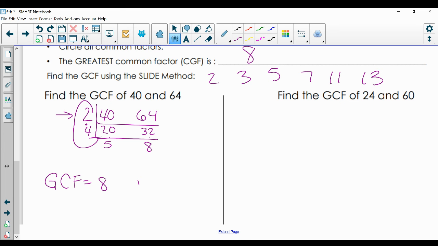Now, you can check your work. 40 divided by 8 should equal 5. 64 divided by 8 should be 8. That's how you know you did it right. Your GCF should never be bigger than your smallest number up top.